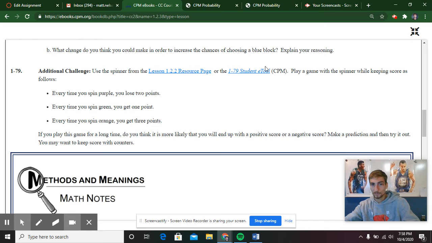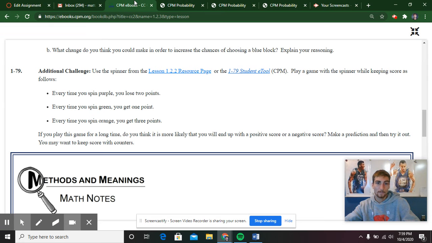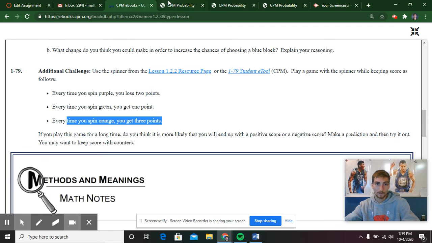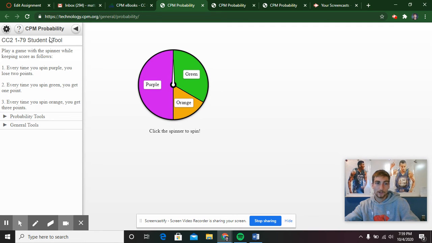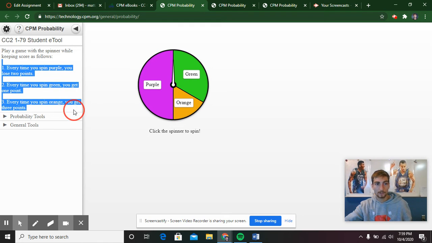So it says we have a spinner, and we can get there from clicking on this eTool. And if you were to spin on purple, you lose 2 points. You spin on green, you lose 1 point. And when you spin on orange, you get 3 points. So based off this point system and looking at the spinner here with the different probabilities, right? Like the chance of spinning purple would be 1/2. Chance of spinning orange would be 1/6. Green, 2/6. And so based off these point system settings, are you going to be losing points? Are you going to be gaining points? What do you think? You'll end up positive or negative?